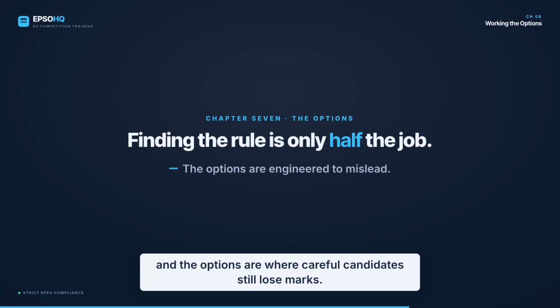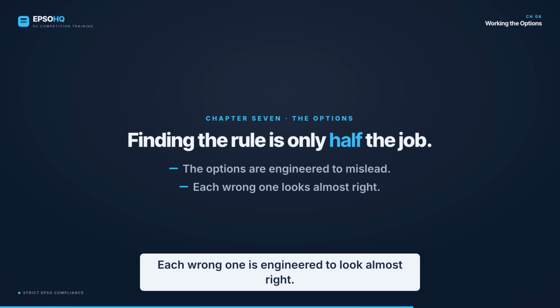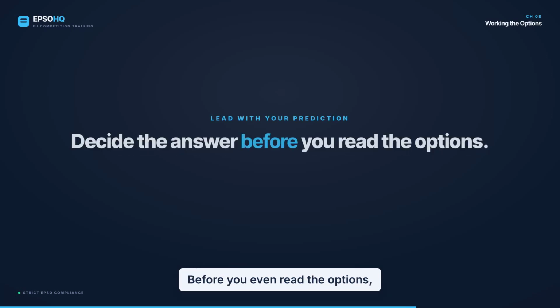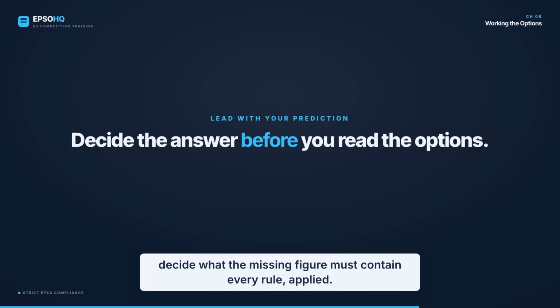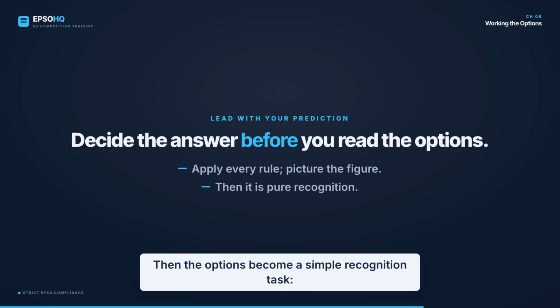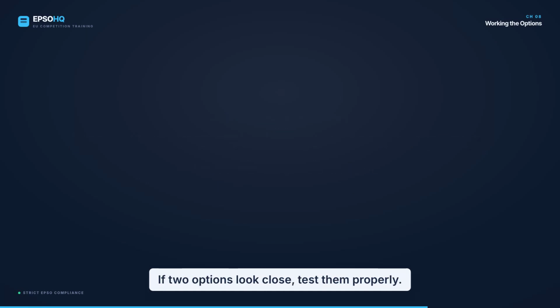And the options are where careful candidates still lose marks. The options are not neutral. Each wrong one is engineered to look almost right, so lead with your prediction. Before you even read the options, decide what the missing figure must contain. Every rule applied. Hold that picture in your mind. Then the options become a simple recognition task. Which one matches my prediction?